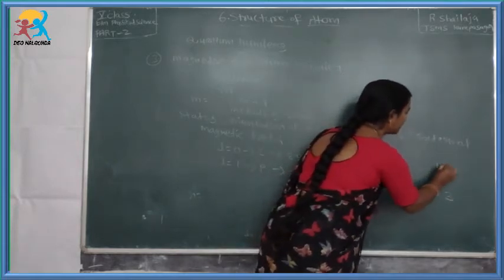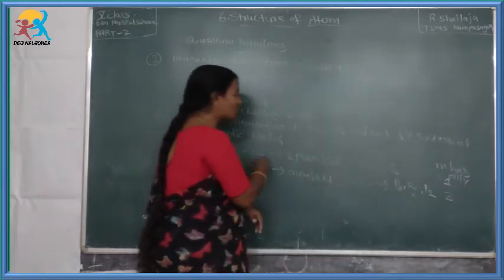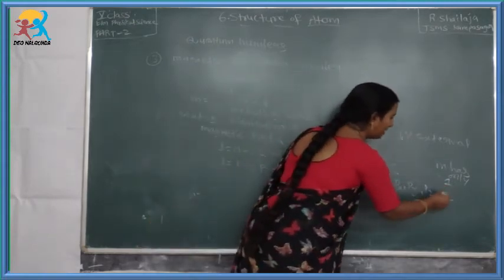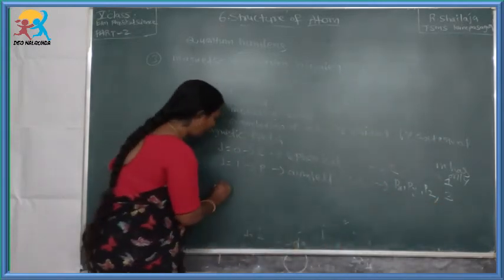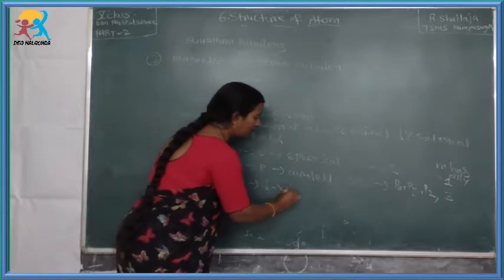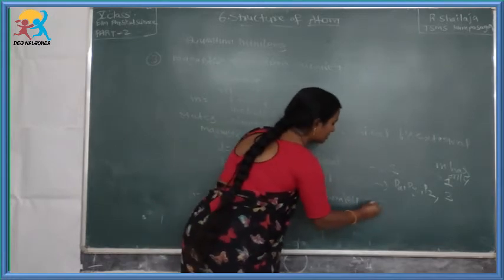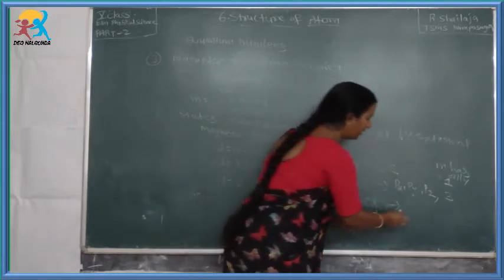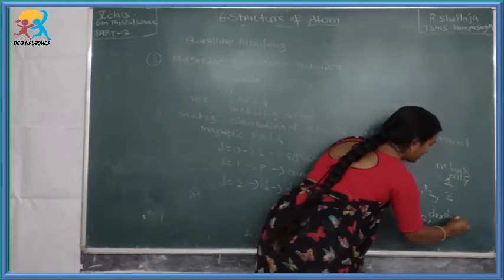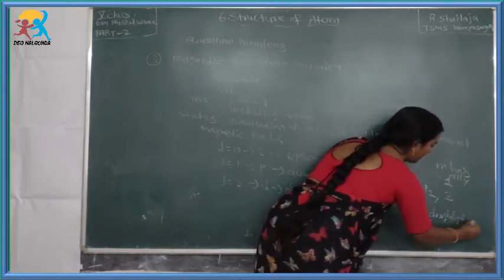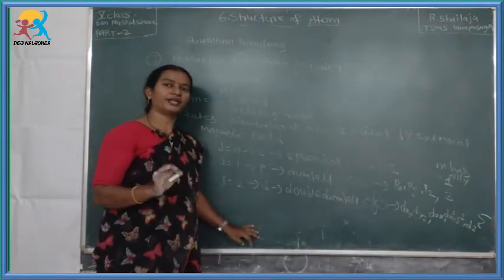So, m has only 1 value in the first case, L equals 0, only one orientation. But in the second case, the p orbital, the orientations are 3: px, py, pz. In L equals 2, the d orbitals are double dumbbell. The orientations, as we learned in the last class, are dxy, dyz, dzx, dx square minus y square, and dz square. Total 5 orientations occur. If f orbitals are there, they are oriented in 7 directions.